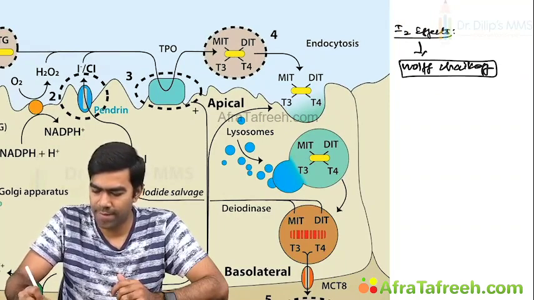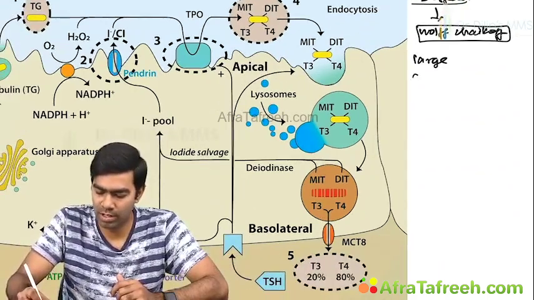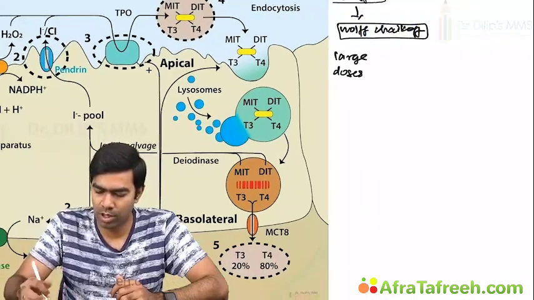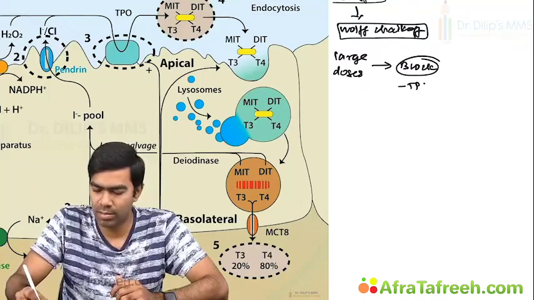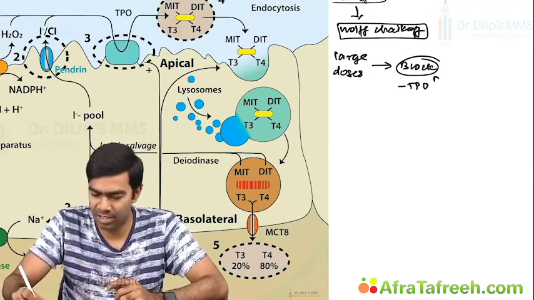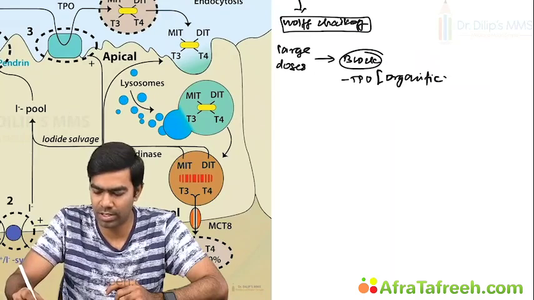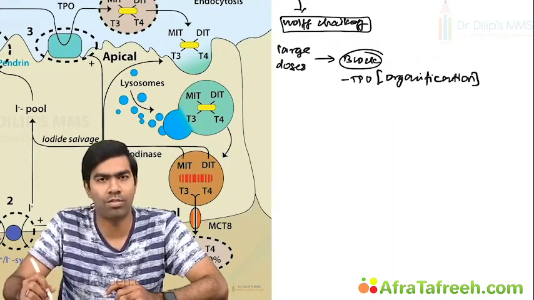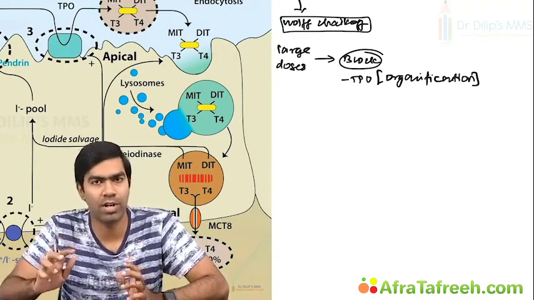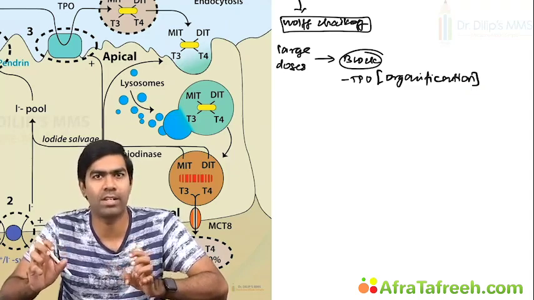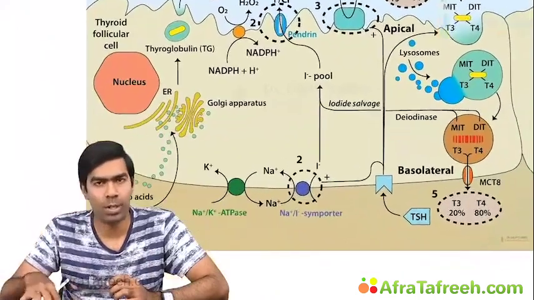What do you mean by Wolff-Chaikoff effect? Reasonably large doses of iodine are going to block the gland. How do they block the gland? They inhibit the thyroid peroxidase enzyme, especially the organification step. This inhibition of the organification step is what we refer to as the Wolff-Chaikoff effect. Remember, they are also release inhibitors, but specifically this inhibition of organification is what we define as the Wolff-Chaikoff effect of iodine. So how does this work?